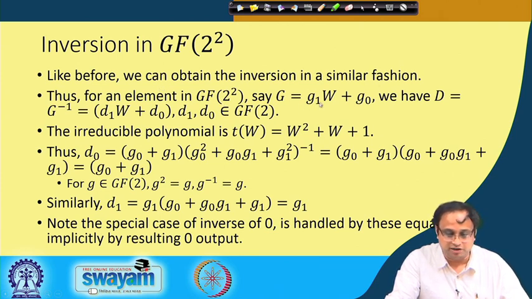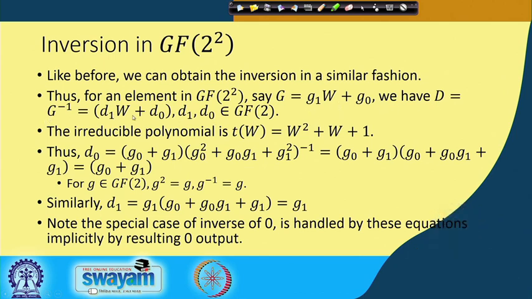Therefore, if you take an element G1W plus G0, which is an element of GF(2^2), and you want to calculate D, which is the inverse of G, then D is equal to D1W plus D0, which is the inverse of G1W plus G0. So, when you are doing these operations, remember that your irreducible polynomial will be the irreducible polynomial of this decomposition, which is W squared plus W plus 1. So, you are basically writing your GF(2^2) element now in terms of GF(2) elements, and the corresponding irreducible polynomial is W squared plus W plus 1.